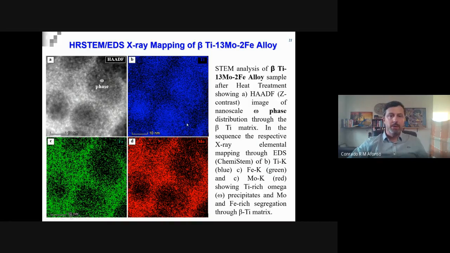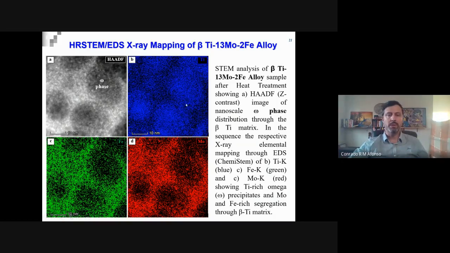And as we can see here, the omega phase, which is a precursor for the precipitation of alpha phase, is titanium rich, while the beta stabilizing elements, the iron and molybdenum, are rejected to the beta titanium matrix. So it was easy to see this chemical mapping using the EDS in the Titan with the ChemiSTEM, which is composed of 4 EDS detectors.